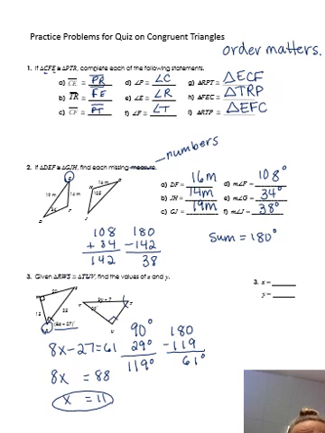Now the y expression is 3y plus 7, and it's on side VT. VT corresponds to SR, and SR is labeled with a 25. Now I'm going to subtract 7 from both sides. 25 minus 7 is 18. Now I divide by 3. 18 divided by 3 is 6. So x is 11 and y is 6. All right, next page.